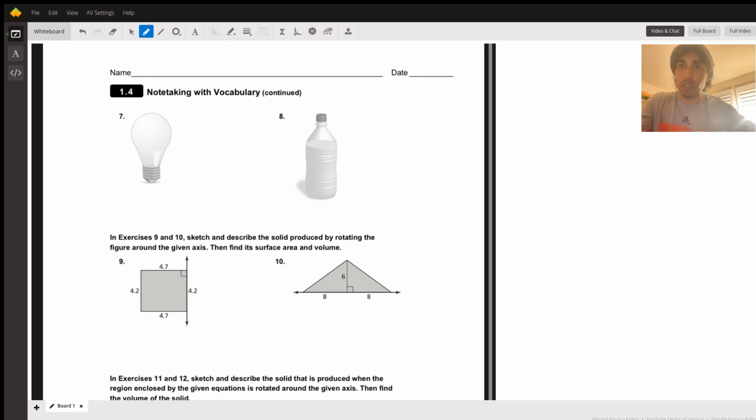All right, so here's what we've got. Now, it describes this region rather than giving you an axis and actually showing you the square or the triangle. It wants you to create the shape yourself.